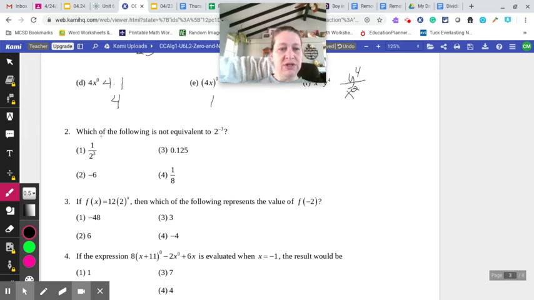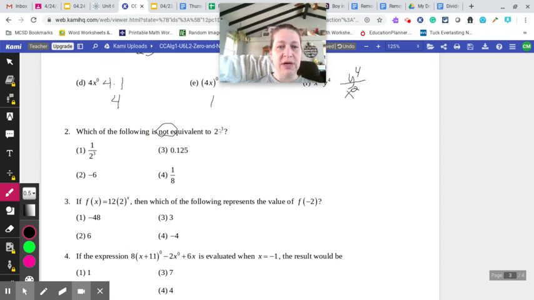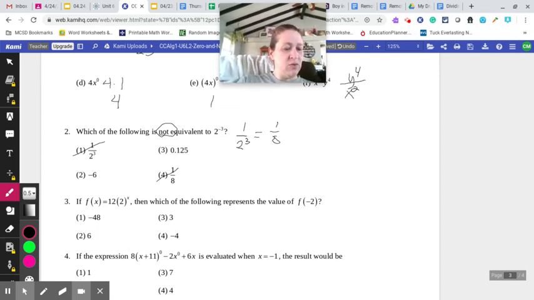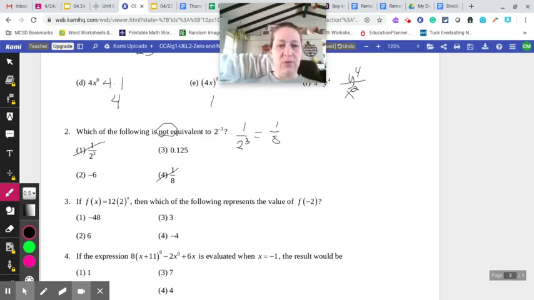Question number 2, which of the following is not, there's your keyword, not equivalent to 2 to the negative 3? Okay, so we know that 2 to the negative 3 is written like this. And 2 to the negative 3 is equal to 2 times 2 is 4, 4 times 2 is 8, 1 over 8. Okay, so let's see. We can get rid of 1. We can get rid of 2. Let's see in my calculator, if I take 1 and I divide by 8, the answer is 0.125.